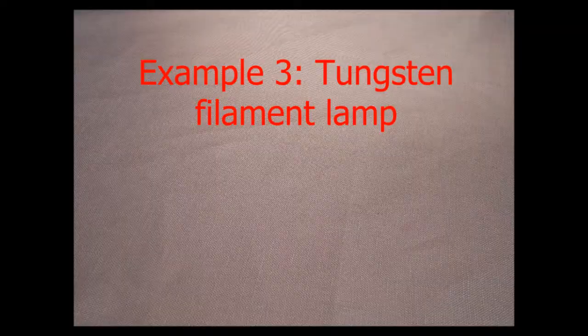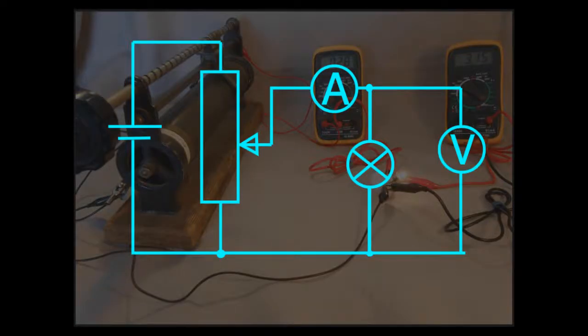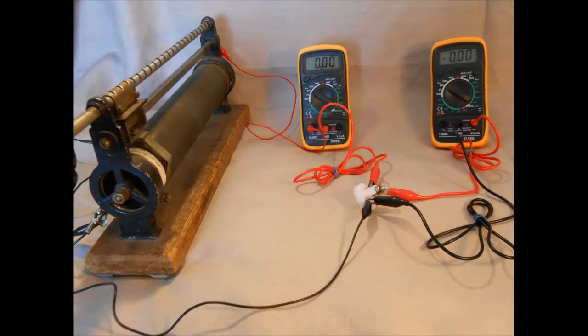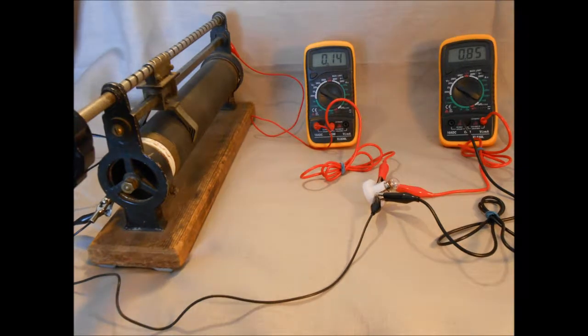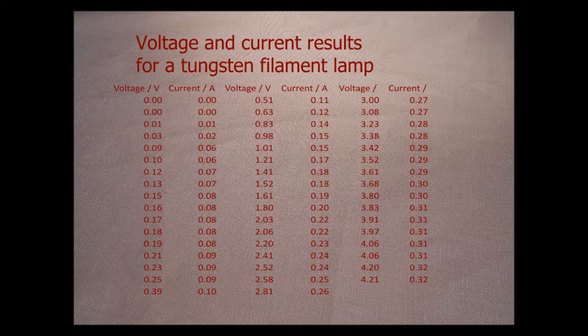Third example is a filament lamp. Filament lamps are quite high current devices. They operate at a third of an amp for these little torch bulbs, so I don't have any protective resistor in the circuit. This shows positions of the rheostat that I'm using to control voltage, and you can see the lamp brightness varying. These are the results that I obtained. This is the IV characteristic.